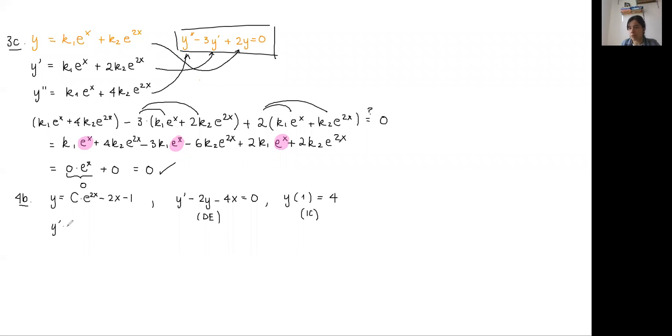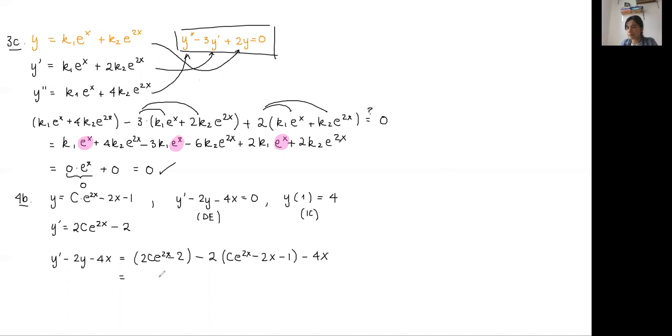So first thing, find the derivative. Y prime is the derivative of this thing. The derivative of e to the 2x is just 2e to the 2x, so this is going to be 2c e to the 2x. And the derivative of 2x is 2. Then I'm going to plug in y prime into the first term, y into the second term, and 4x is going to remain like that because that's just the independent variable. So y prime minus 2y minus 4x is going to be equal to 2c e to the 2x minus 2, minus 2 times c e to the 2x minus 2x minus 1, and then minus 4x.